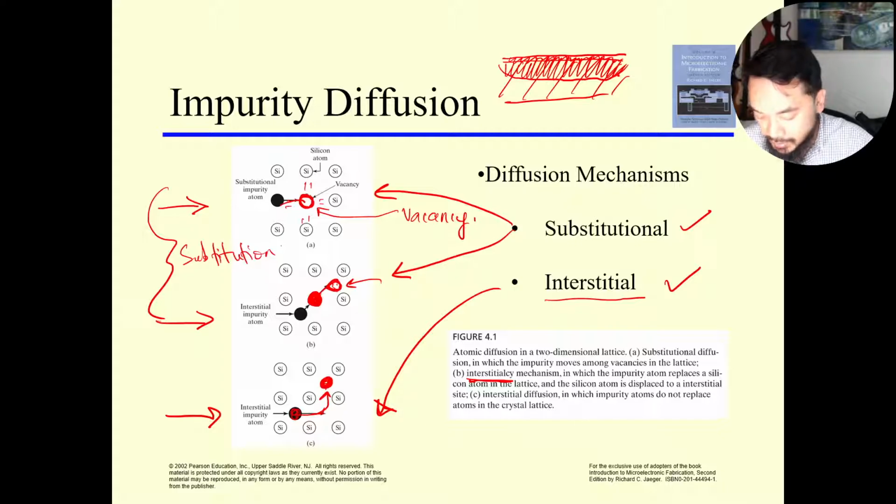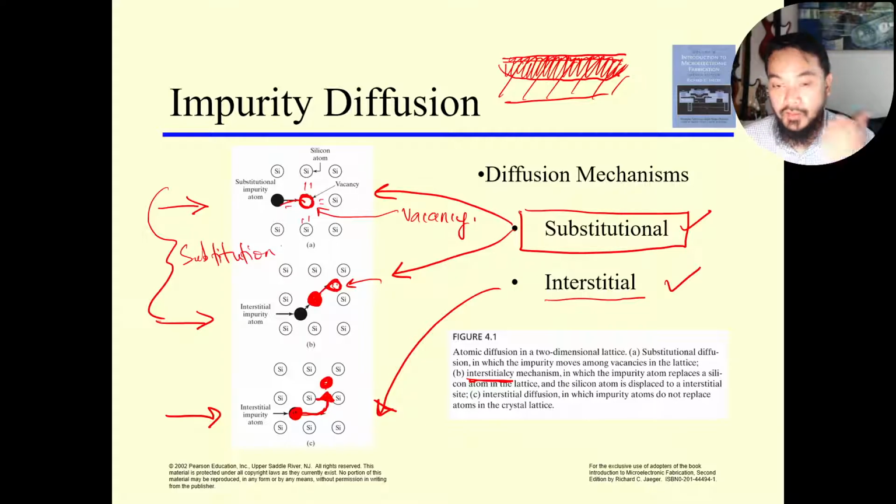Interstitial diffusion: the impurity atoms reside in the interstitial position, where they will not be involved in covalent bonding and do not contribute extra electrons or holes. So it resides somewhere in between. So what we want really is substitutional.